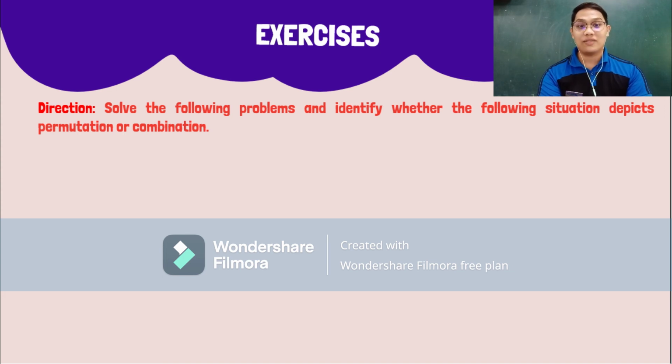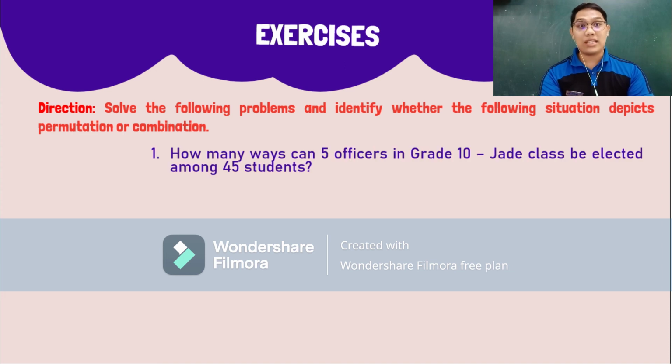So let us start. Number 1. How many ways can 5 officers in grade 10 Jade class be elected among 45 students? You could pause this video so that you could answer it. The answer is 146,611,880 ways, and it is a permutation.